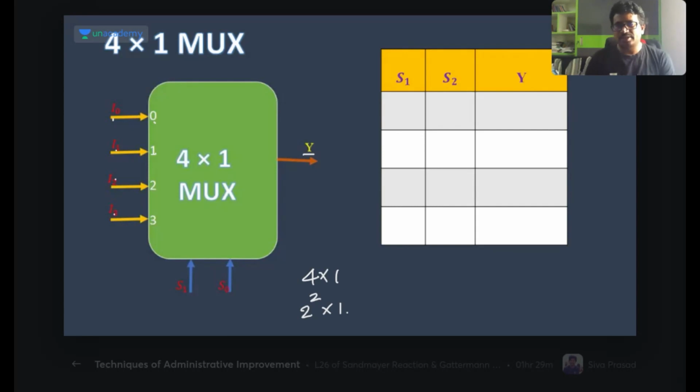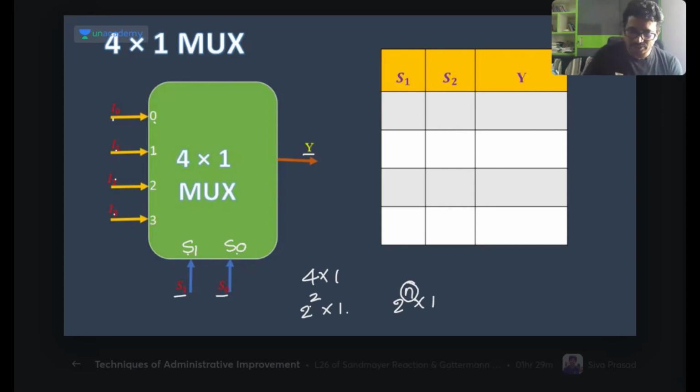How many select lines are required for this multiplexer? So 2 power n to 1 here. How much is the n value here? 2. So the n value is 2, so 2 select lines. We are calling this S0 and this S1. You should always mention this is the LSB, this is the MSB. Yes, S0 and S1, these are the select lines.